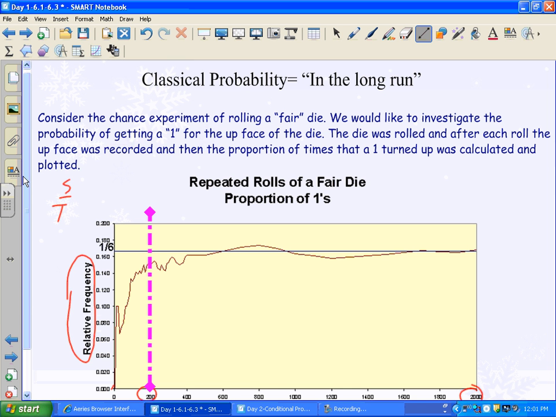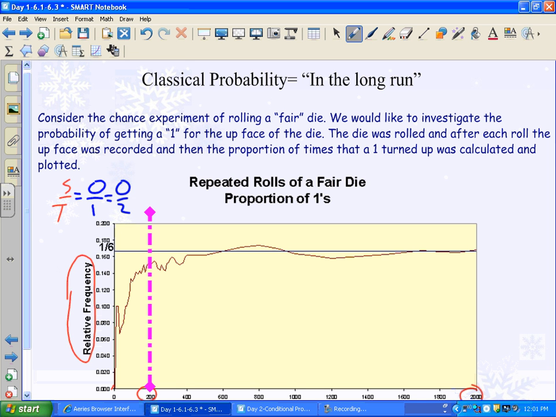So let's say I roll the dice. It comes up 2. So my relative frequency on my first roll is 0 successes out of 1 trial. I roll it again. I got the 2 again. My success, which is rolling a 1, is now 0 out of 2. So my probability at this point is 0%. Do we agree? 0 divided by 2.